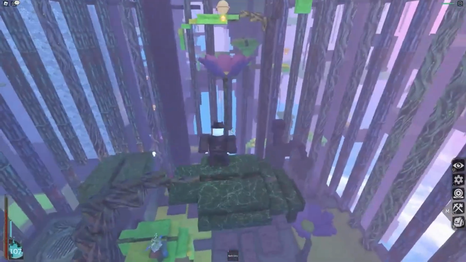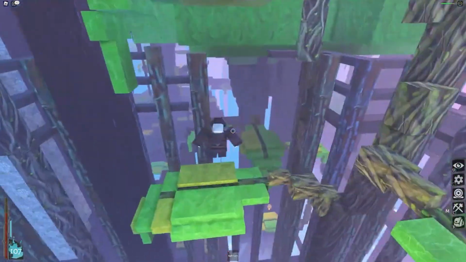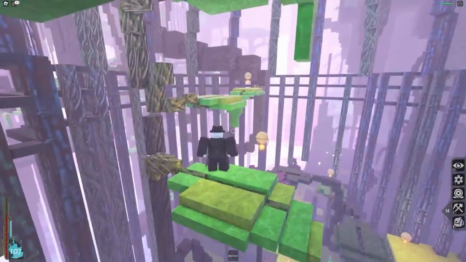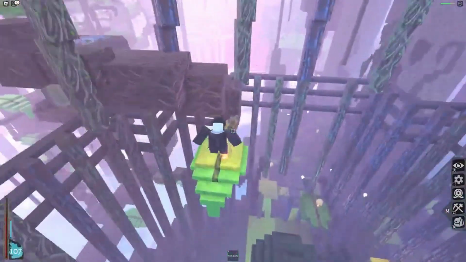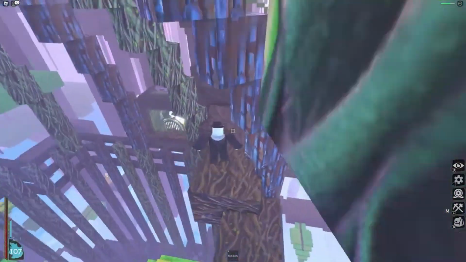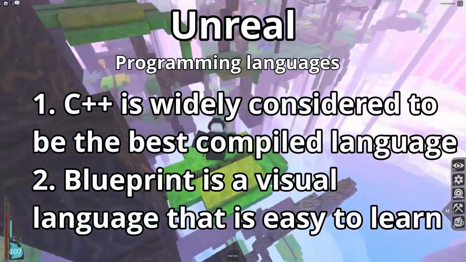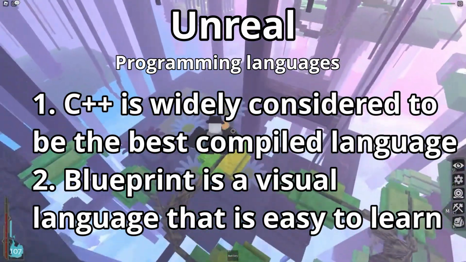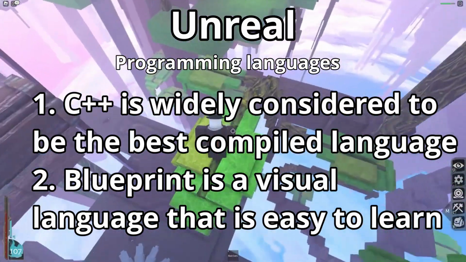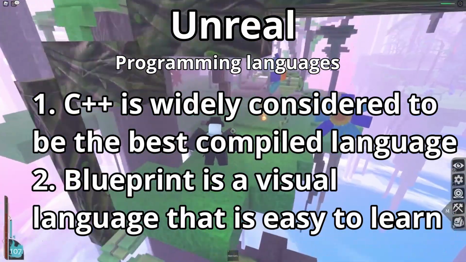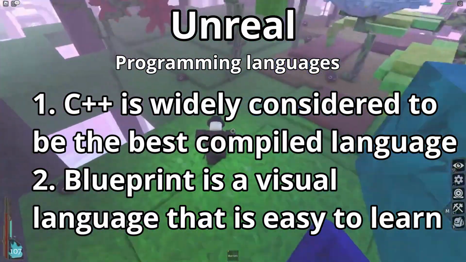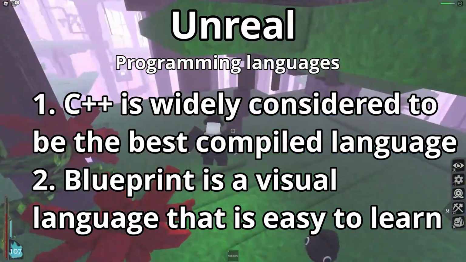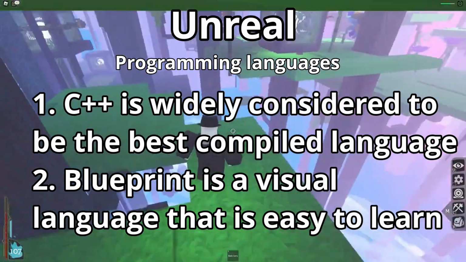Okay, phew. Now that we've gone through the guided tour, we can finally explore the technicalities of how Unreal Engine works. Okay, let's start with the basics. Unreal Engine uses two coding languages, C++ and Blueprint. C++ is widely considered to be the best, highest level compiled programming language. A compiled programming language is a language that takes some time to optimize itself before actually executing.